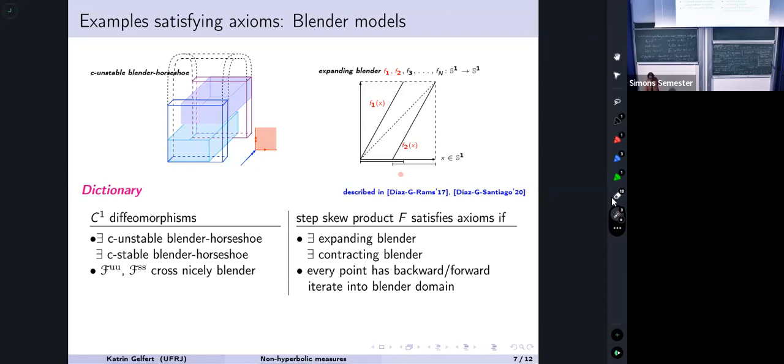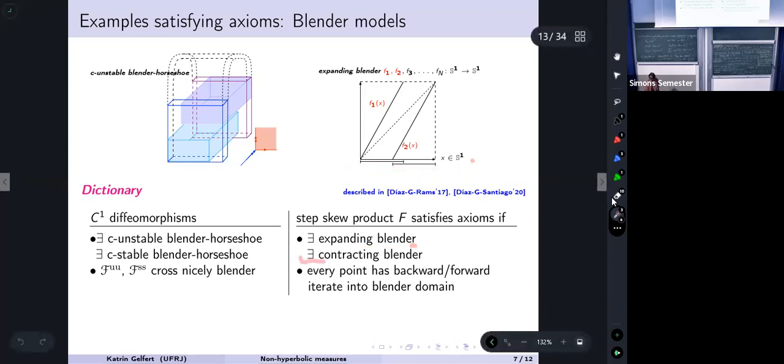The examples satisfying our axioms, which we call blender models, are step skew products which have an expanding blender of this type. So there are two maps, or maybe maps for some iteration, some concatenation of the maps from your iterated function system, which has an expanding blender of this type.